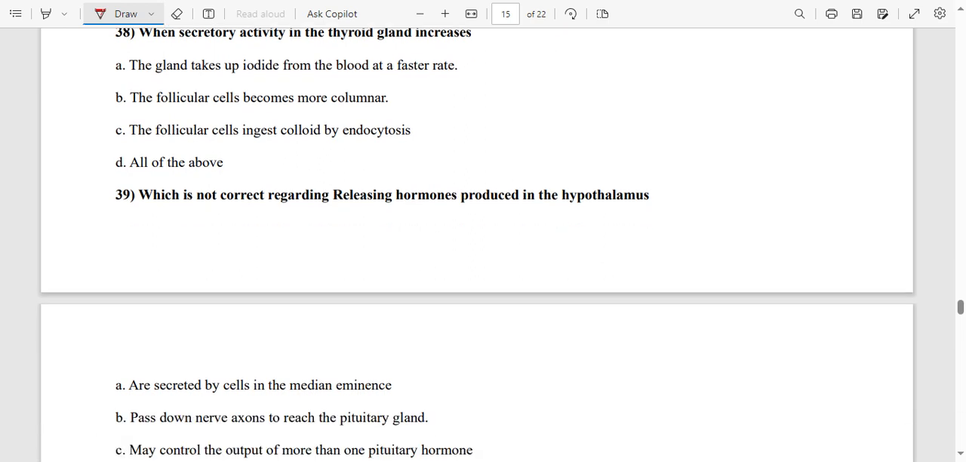Follicular cells become more columnar. So the thyroid cells will become more columnar because now they are more active. Follicular cells ingest colloid by endocytosis. So the best answer will be D for this one. Okay. Are we good?